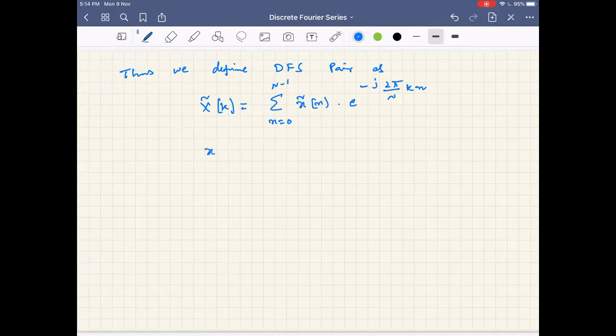Similarly, x tilde of n you can get back from this x tilde of k, by correlation with the inverse of this discrete complex exponential basis, over again a period, because it's periodic in the frequency domain as well, with a normalizing factor of 1 by n, right? So these are the analysis and synthesis equations. Analysis means frequency analysis, and time domain synthesis.